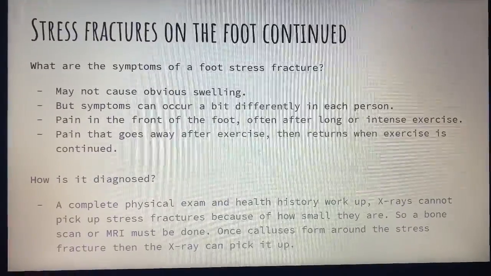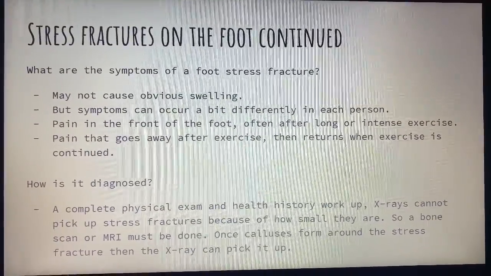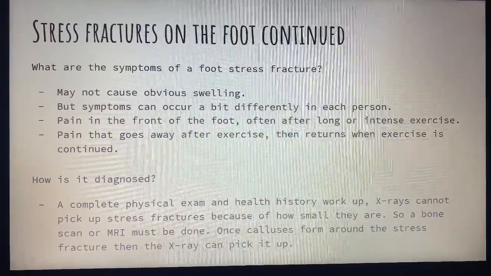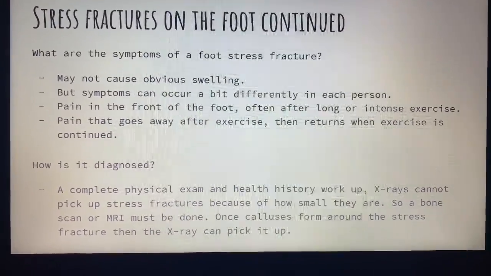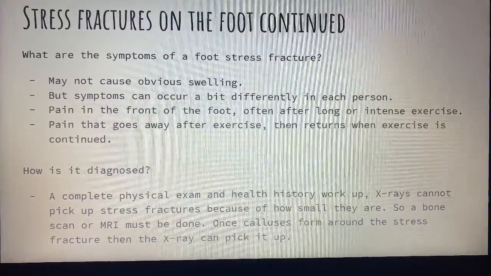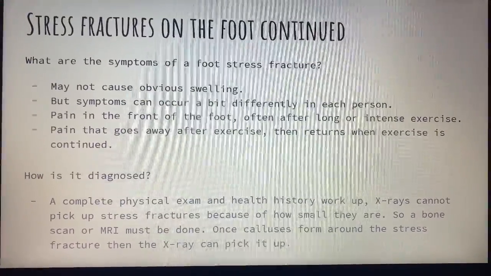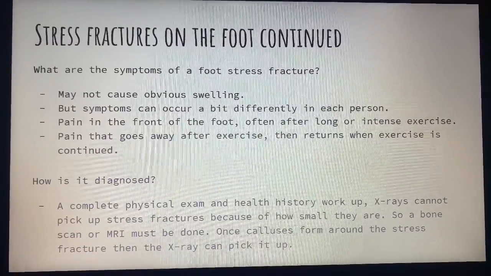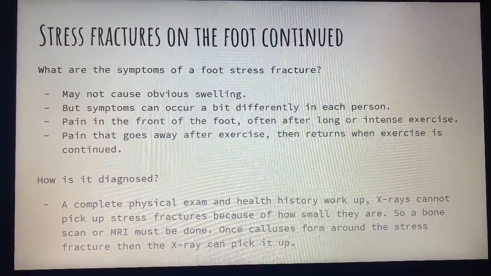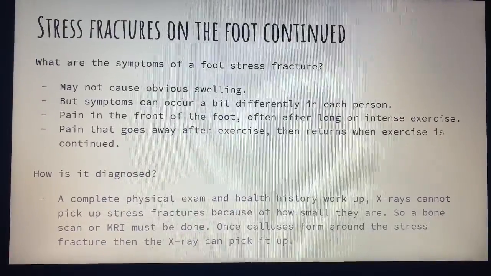Some symptoms that one can feel when a stress fracture on the foot has occurred. Well, some symptoms are not as obvious, like swelling, but symptoms can occur a bit differently in each person. Pain in the front of the foot, often after a long or intense exercise. The pain goes away when the exercise is complete and then returns when exercise is continued.